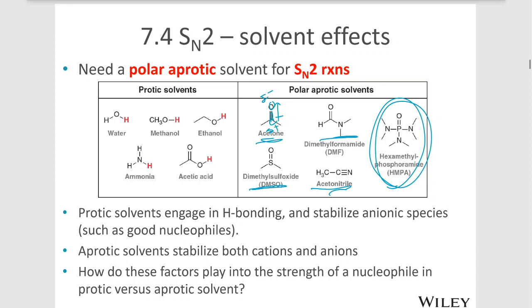But these on the left are protic because they have hydrogens that are on heteroatoms like oxygen, nitrogen. Even if you had a hydrogen on a sulfur, that would be a protic solvent. So for an SN2 reaction, we need a polar aprotic solvent. Polar protic solvents engage in hydrogen bonding and stabilize the anionic species, in order to decrease their reactivity. Aprotic solvents stabilize both the cations and the anions.